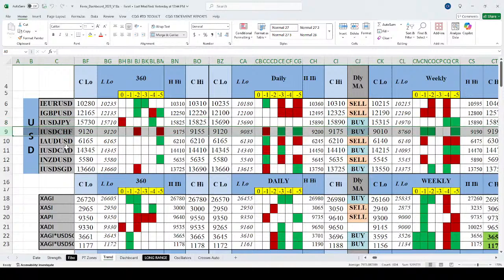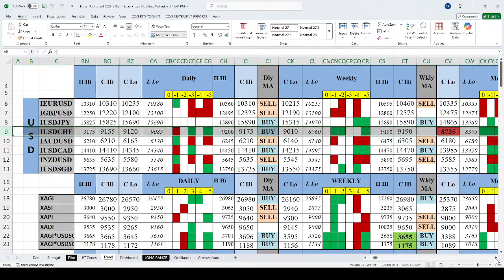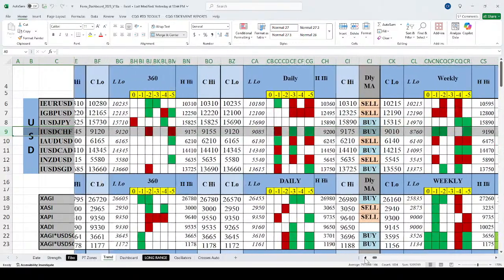The next one we are going to do is dollar Swiss. The dollar Swiss on the hourly is flat with a downside bias, daily is flat with a downside bias, weekly is flat with an upside bias, and monthly is in an uptrend. So we need to know that level of the monthly high. Later we can get it from there.